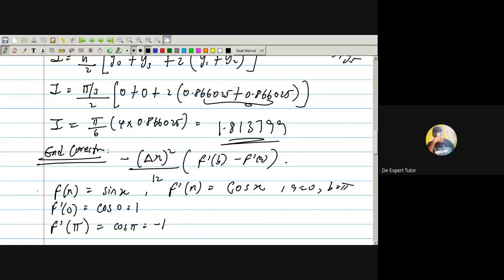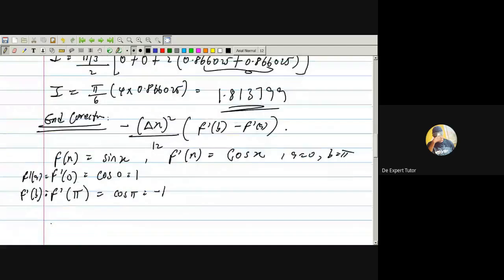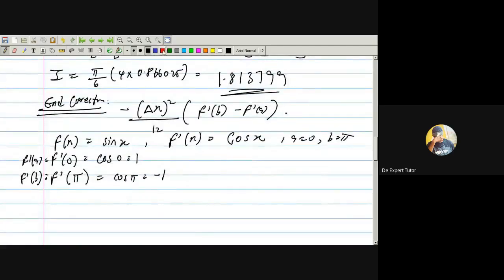So these are f prime of a, and these are f prime of b. Remember, my delta x is this h. Don't forget, I can mix the two together. I just know what I mean. So I have negative h. What is my h? Pi over 3 squared divided by 12.